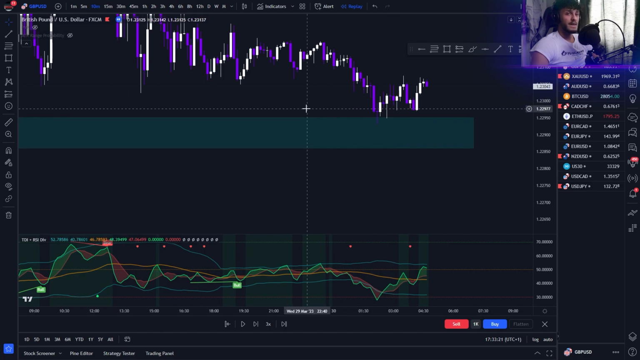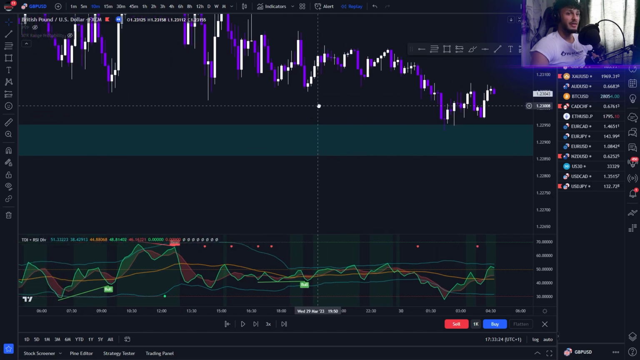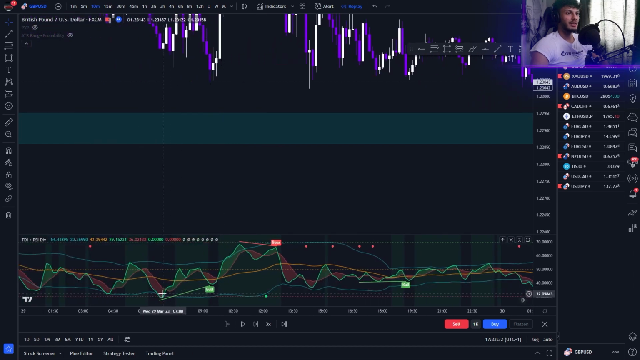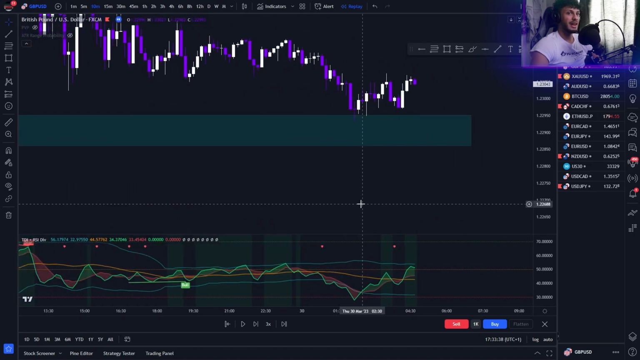Now, here's one thing that you have to be very, very careful of. A lot of the time, the TDI is not going to give you the indicator right here, like the bullish and the bearish divergence. It's not going to give you that in time because it's a lagging indicator. So you have to be very careful and be able to spot these divergences yourself without the help of this thing right here.